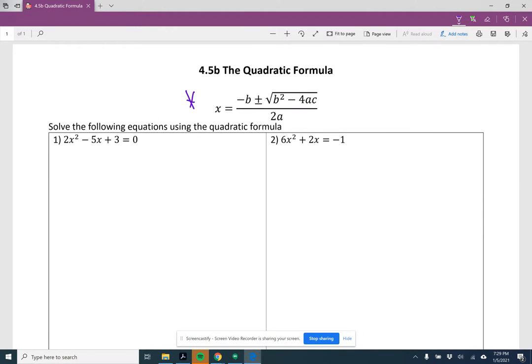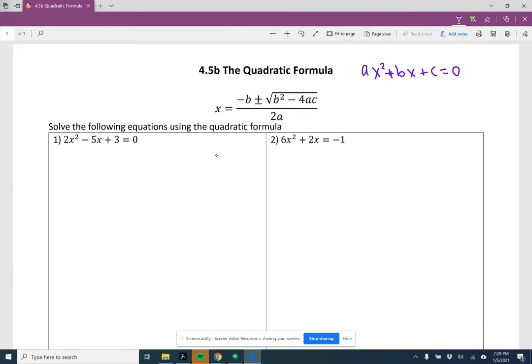So, the quadratic formula itself is right here. X equals the negative of b plus or minus the square root of b squared minus 4ac, the whole thing, notice the divide line, the whole thing divided by 2a. So remember that your quadratic equation has to be in the form ax squared plus bx plus c equals 0. I'm going to do number 2, and then the other video will do all 4 of them. We're going to do this one.